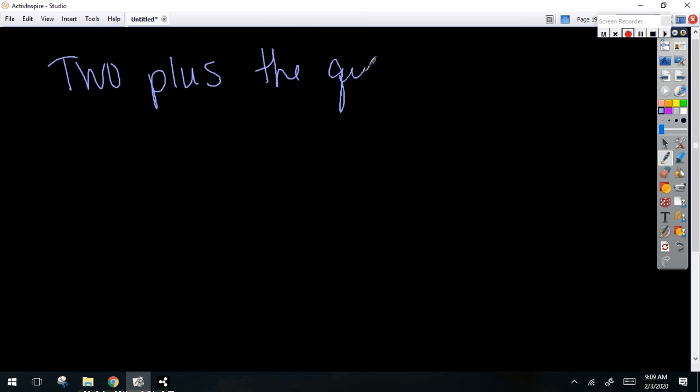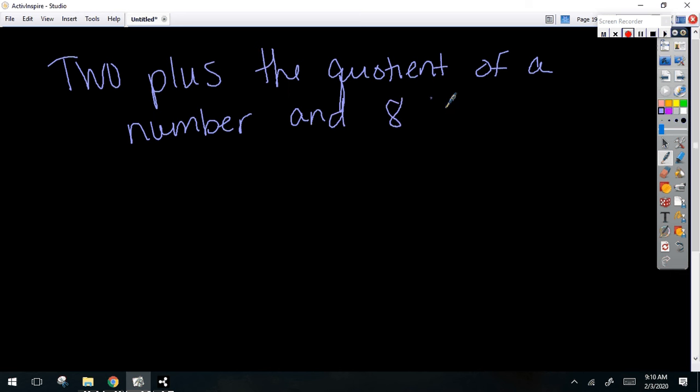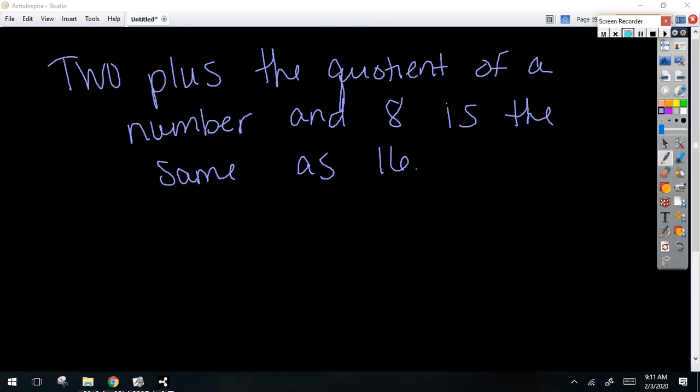Let's say 2 plus the quotient, ooh, good word, the quotient of a number and 8 is the same as 16. All right, some of us have got it. Some of us are going, I'm not so sure. There's some words in here.